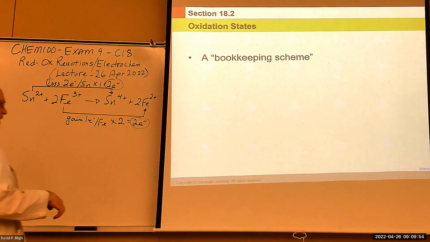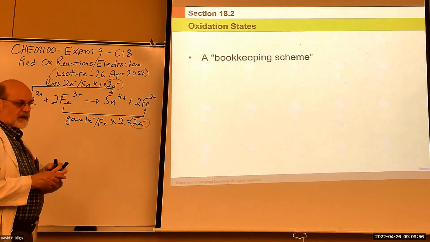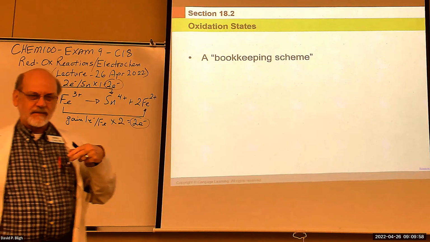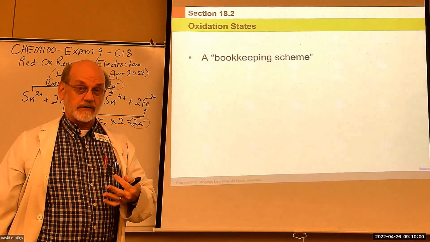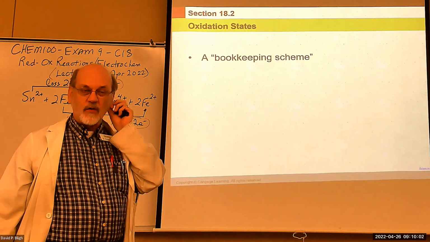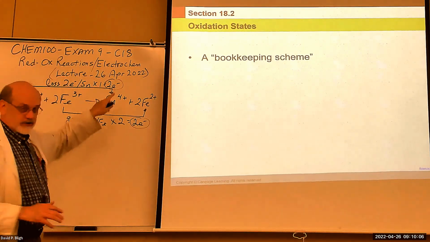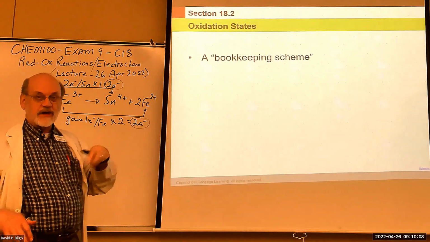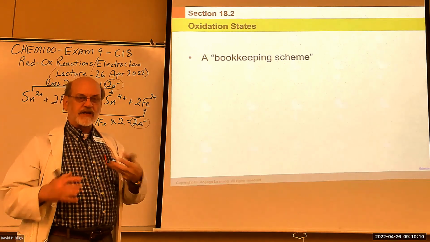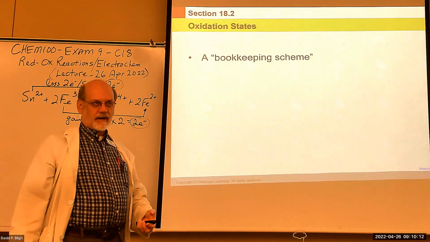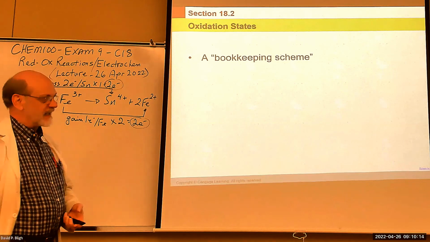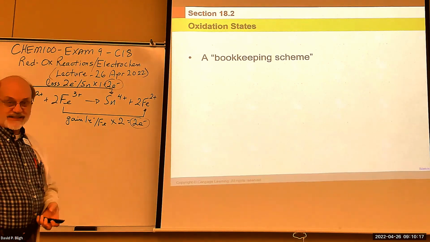Now, we're going to need a way of tracking the electrons because you don't always have clear-cut charges to deal with. Sometimes you've got to deduce a potential charge. We use a bookkeeping scheme. It's called Oxidation States.